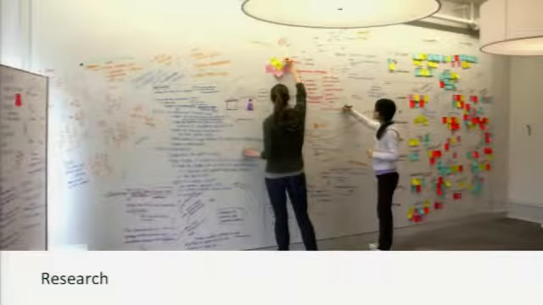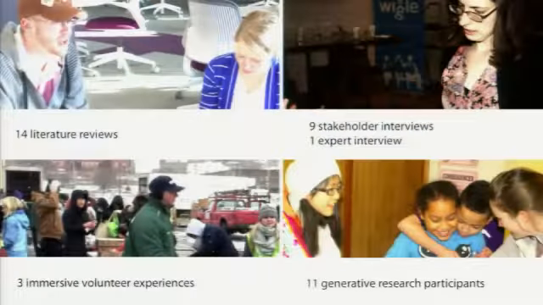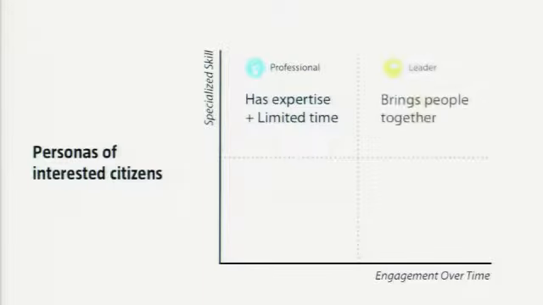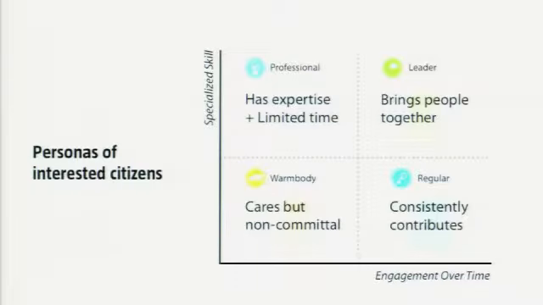So how did we come up with Seedlings? We started by exploring the realm of the community and civic engagement. We read literature, we interviewed, we volunteered at local community organizations, and we conducted generative research. From our research, we created 4 personas based on their engagement in their community and their skills. We have the professional, the leaders, the regular, and the warm body. Here we choose to focus on the warm body because he has the most potential to grow.